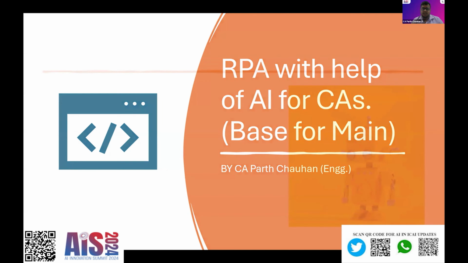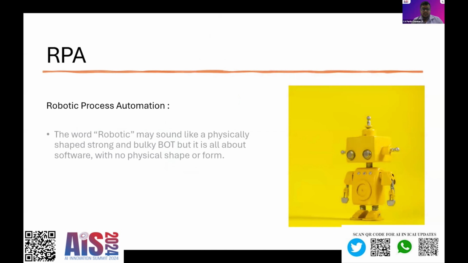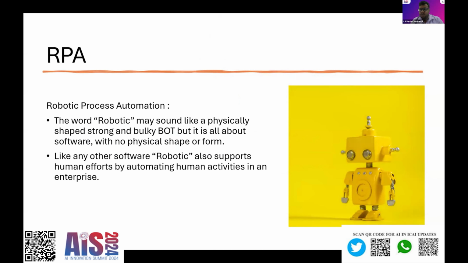First, what is RPA? Most of you will think that RPA, robotic process automation, means a robot will sit in my place and try to replicate whatever I am doing. But robotic process automation doesn't mean that. It's a piece of code, a software which mimics the human task.